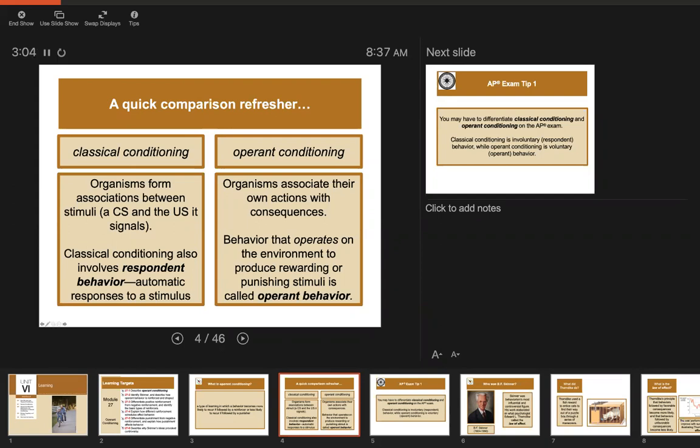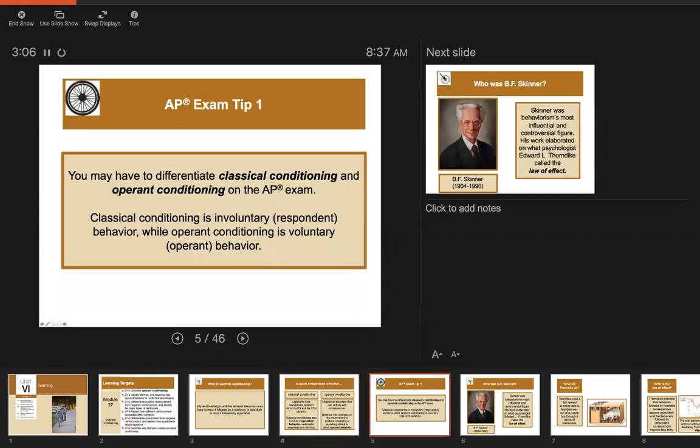Behavior that operates, that's where the operant comes from, on the environment to produce rewarding or punishing stimuli is called operant behavior. So here's a little tip if you're going to be taking the AP exam. You may have to differentiate classical conditioning and operant conditioning, so make sure those are clear in your mind. Classical conditioning is involuntary, while operant conditioning is voluntary.